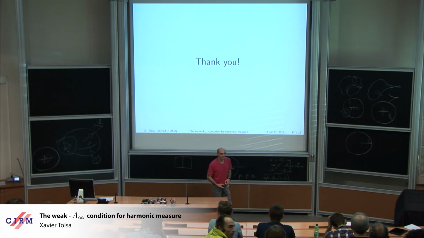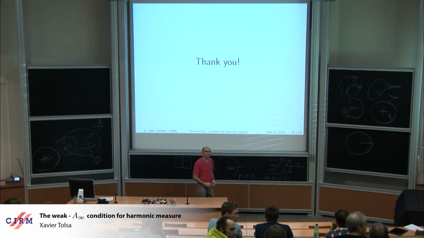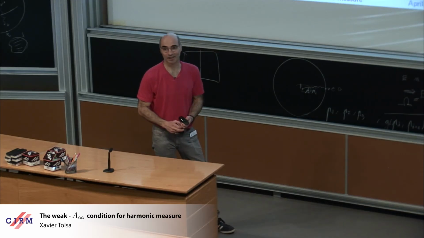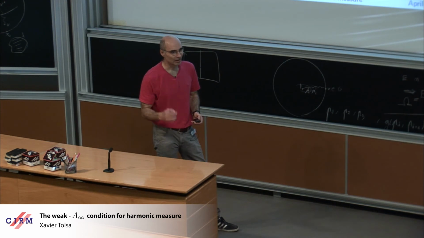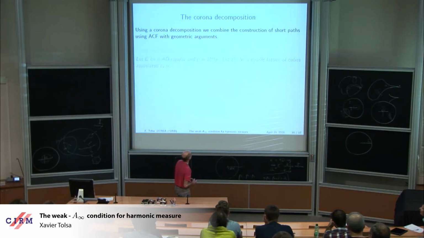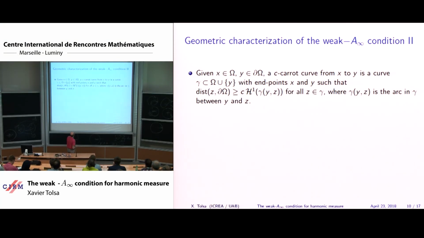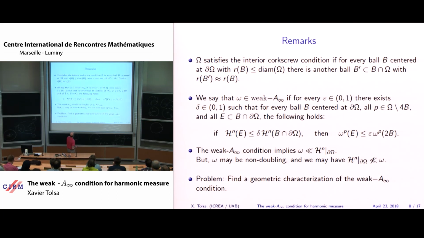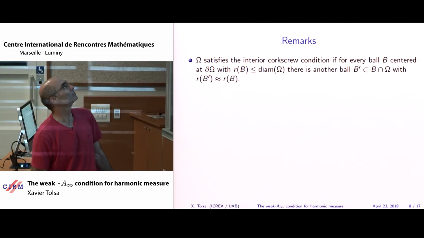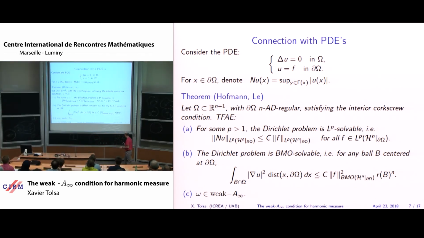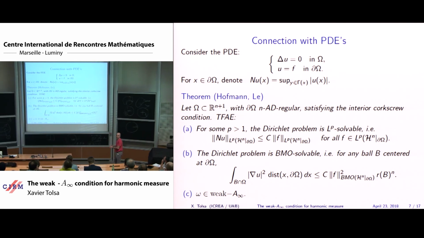So can you somehow give some geometric conditions on p for which you can solve the Dirichlet problem? For which p? This is difficult, I think. I guess that you mean the solvability. Yes, the solvability. Let's go back. Here, because here we have something that says there exists some p, right?